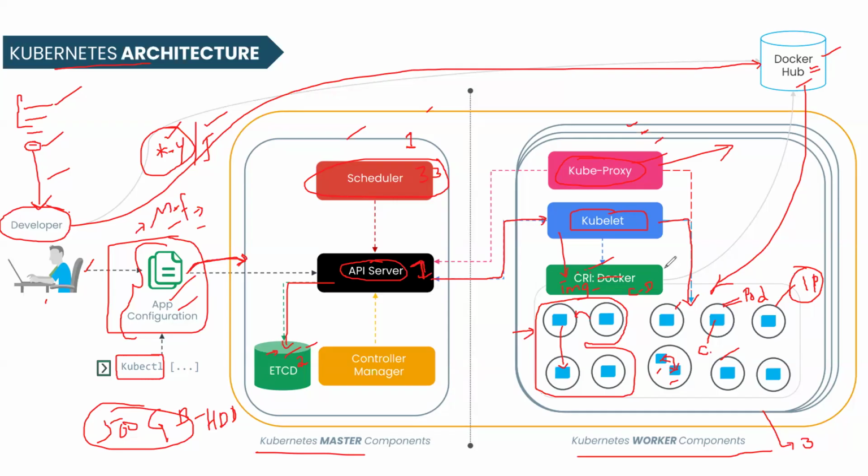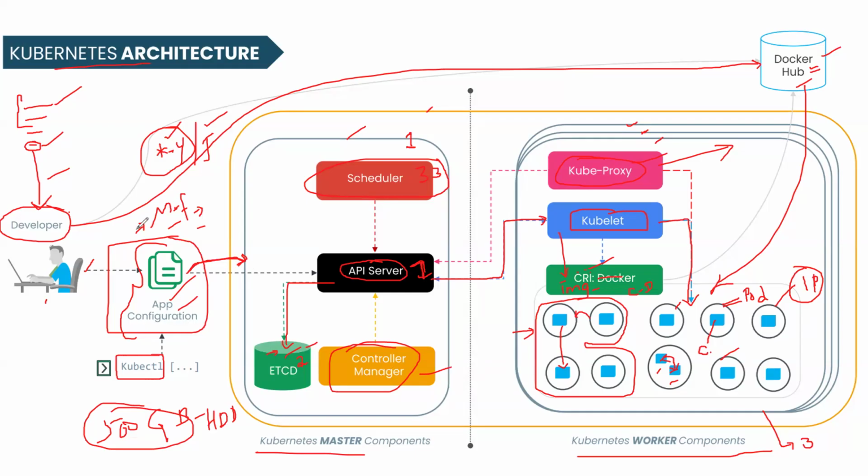Any question? Now, apart from all these things, we have something called the controller manager. The role of the controller manager is to ensure that the pods we have deployed are running as per the desired state. I was talking about self-healing and all, right? It's all taken care of by the controller manager.